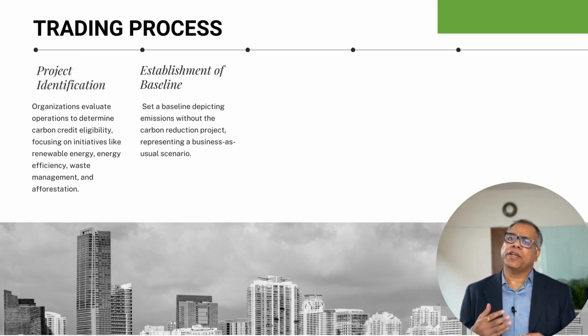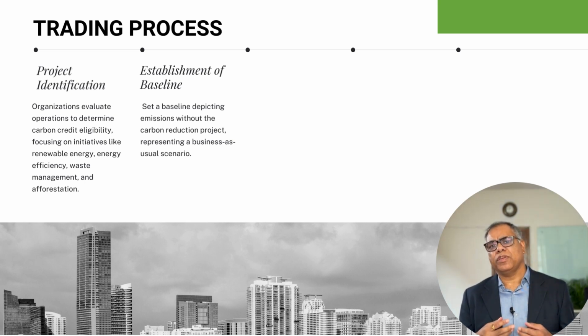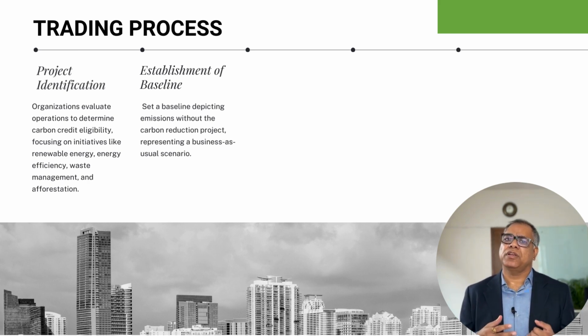The second aspect is establishment of the baseline. For example, if you are doing a solar or a wind project, what is the baseline? The baseline is that it is going to replace the conventional coal or hydro or an equivalent of them. The grid power is being replaced by some clean power. So the grid emission factor becomes the baseline emission factor.